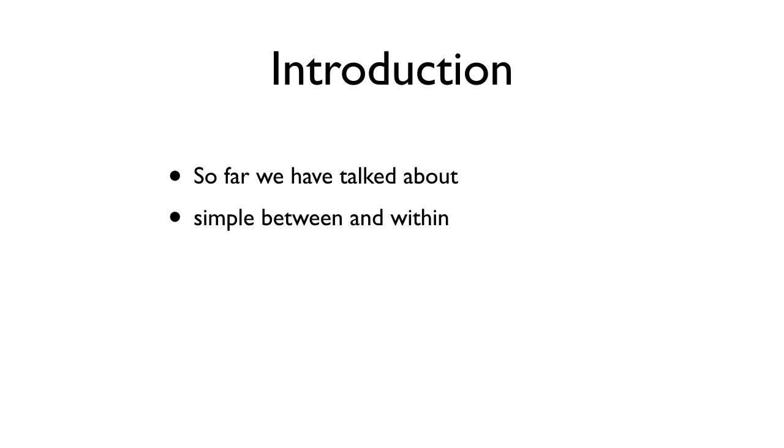So far we've talked about simple between and within experiments. That's just a one-way analysis of variance, either with repeated measures or not. And we've talked about factorial analyses, that's with more than one independent variable, both between and within. Between subjects just means different subjects, different groups. Within subjects is everybody gets the same, everybody gets all levels of an experiment.